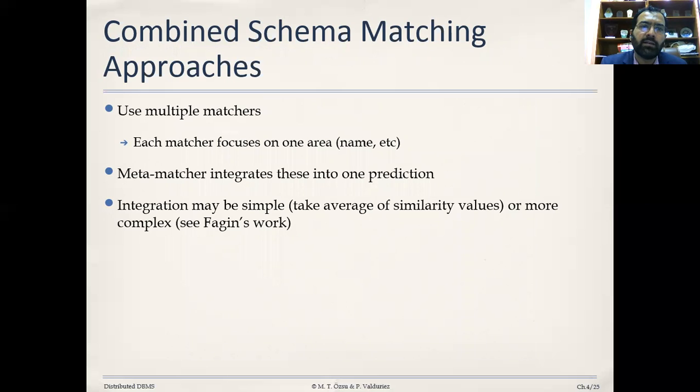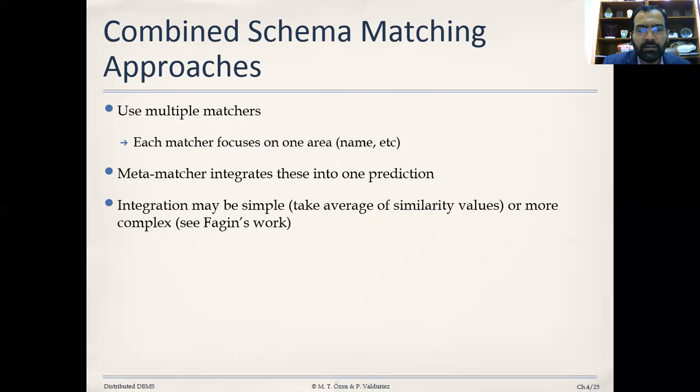That is the combined approaches we have. When we talk about combined approaches, it means we might have various approaches which can be used at the same time. So use multiple matchers. Each matcher focuses on one area, for example, name or the type or any other thing. A meta matcher integrates these into a prediction. Obviously, when you go for a meta matcher, it means that when you bring together all the information regarding various matches, then you'll be able to have that prediction. So integration may be simple.